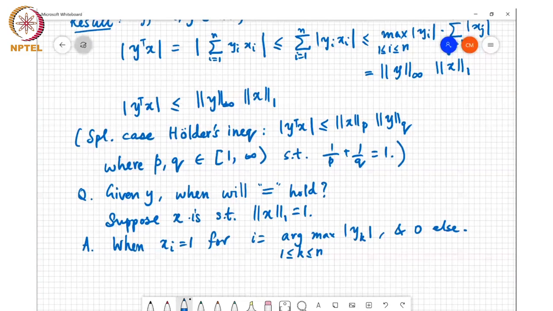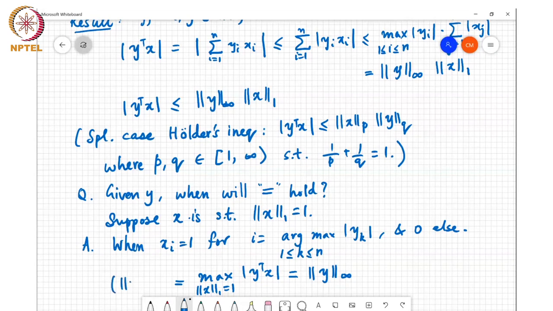In other words, what I have just done is I've actually solved for the maximum over all x with L1 norm equal to 1 of the modulus of y transpose x. So I'm given a y, I'm asking what is this value, and this is equal to the max magnitude entry of y, which is equal to the infinity norm of y. But by definition, this is equal to the dual norm of the L1 norm. So I'll write that as the L1 dual norm of y. Basically, the dual norm of the L1 norm is the L infinity norm.